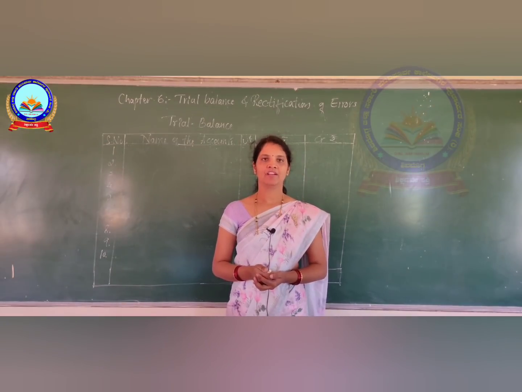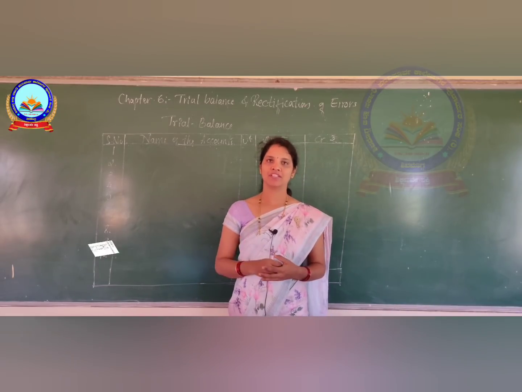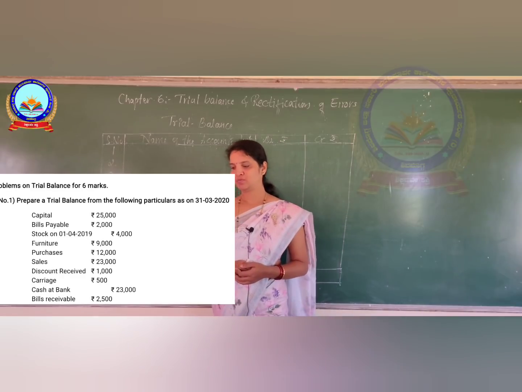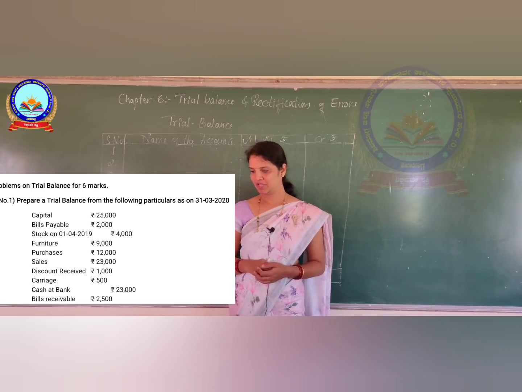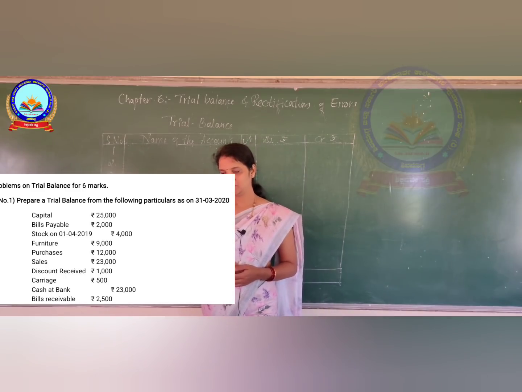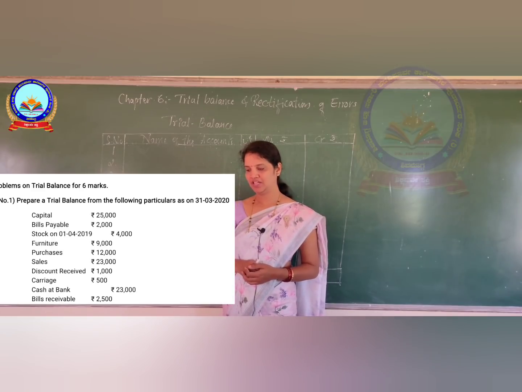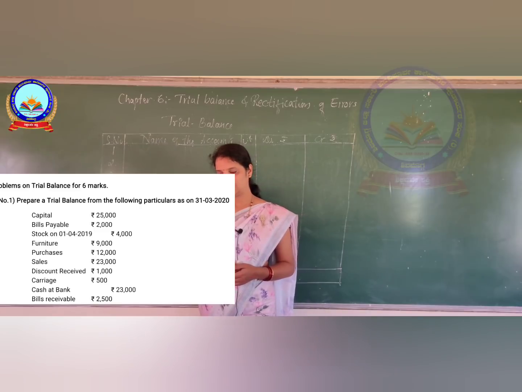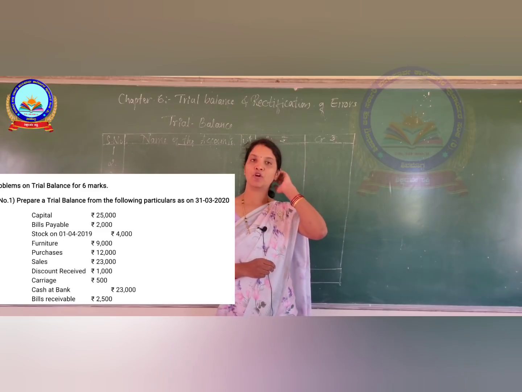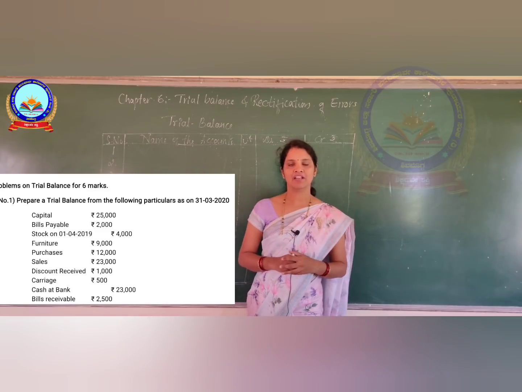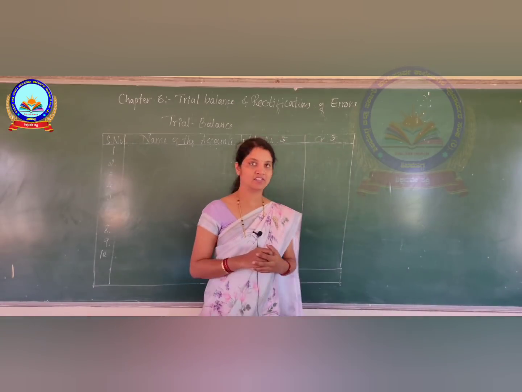Now I show how to solve a problem in trial balance. The problem will appear on the screen. Prepare a trial balance from the following particulars as on 31st March 2020. Capital rupees 25,000, bills payable rupees 2,000, stock on 1/4/2019 rupees 4,000, furniture rupees 9,000, purchases rupees 12,000, sales rupees 23,000, discount received rupees 1,000, carriage rupees 500, cash at bank rupees 23,000, bills receivable rupees 2,500. This is the problem. You are given 10 accounts with their balances and you have to place the balances in the respective columns. I have drawn lines here.